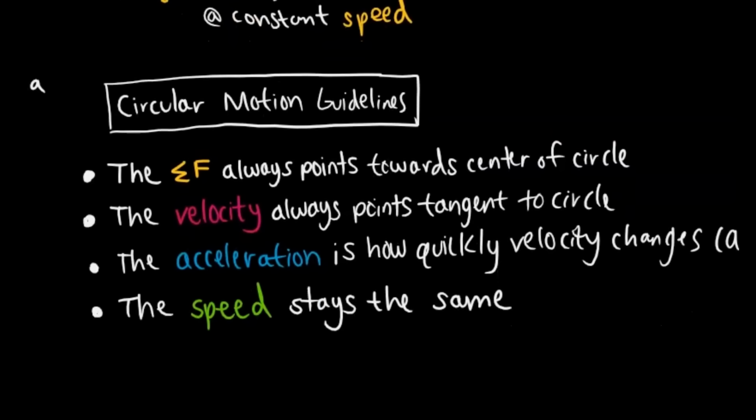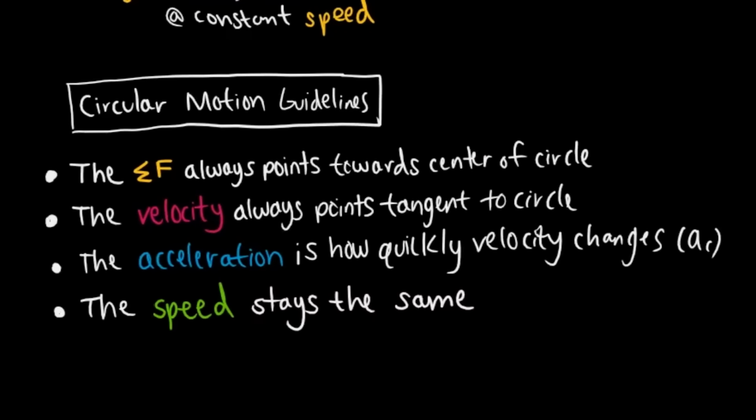And here are a couple guidelines when drawing those diagrams. So for free body diagrams, you're not going to have any new forces. However, there are some slight adjustments and caveats you want to take into consideration. So the net force, like we talked about, will always point towards the center of the circle. The velocity is tangent to the circle. The acceleration is just how quickly the velocity changes. That's AC. There's no force. If it asks you to draw a free body diagram, you're not going to be drawing the velocity or the acceleration on there, obviously, and the speed stays the same.